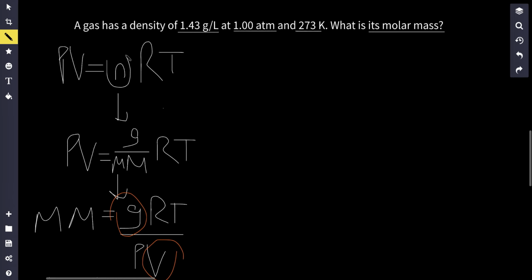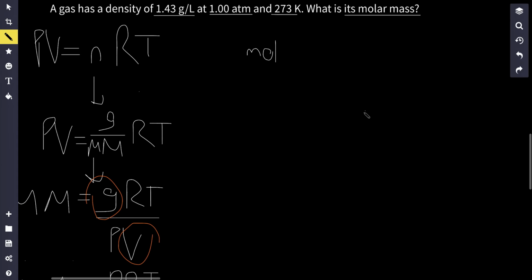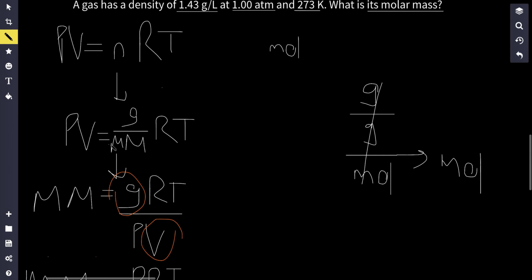Now, n represents basically moles, right? Instead of moles, I'm going to substitute n with grams divided by molar mass. Because grams has the units g, and molar mass is in grams per mole. So the grams just cancel out, and you're just going to be left with moles as the unit. So essentially, grams divided by molar mass is just equal to the amount of moles of whatever you have.